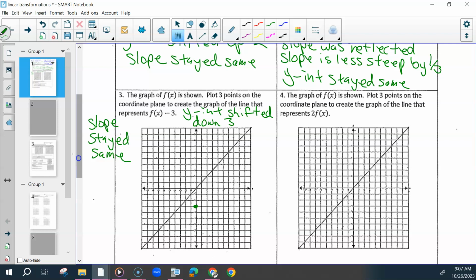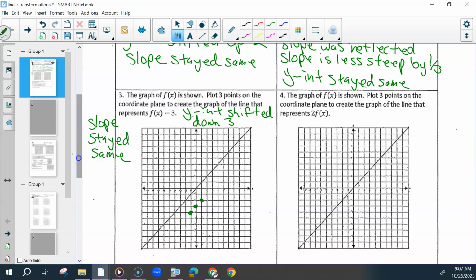If the slope stayed the same, think about the slope of this line or your original, 1 over 1. So you just need to plot 2 other points. Where you plot those 2 points is up to you. If you want to go up 1, right 1, down 1, left 1, those could be your 3 points.